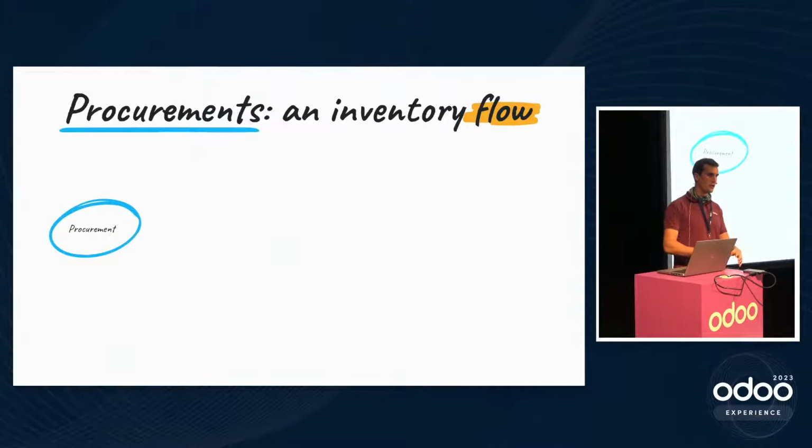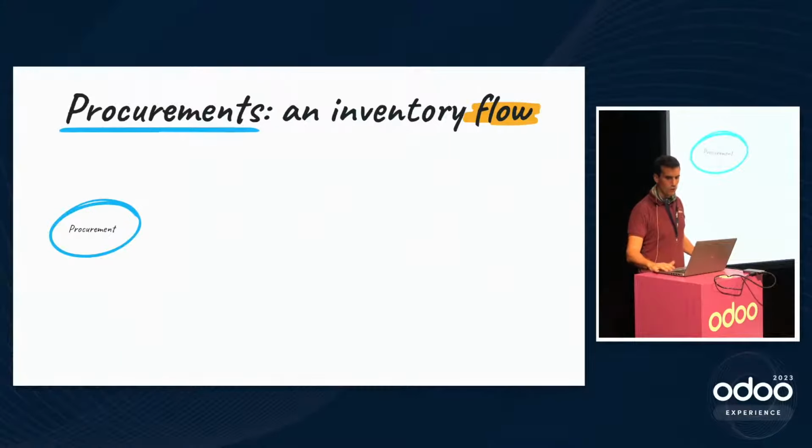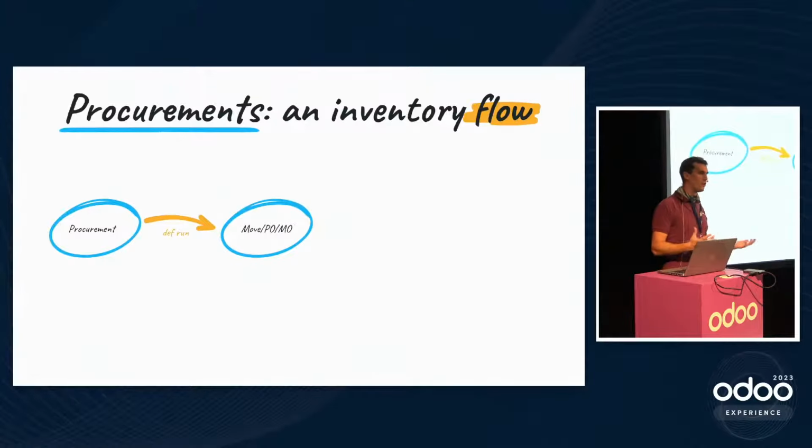The sale order will create a procurement, and the procurement will call a function called run. The run method in standard Odoo will create a stock move, for example. It could also create a manufacturing order or a purchase order. In the case of a purchase order, we stop there. My customer needs 5 pieces of chocolate, I will buy him 5 pieces of chocolate, and I stop there.